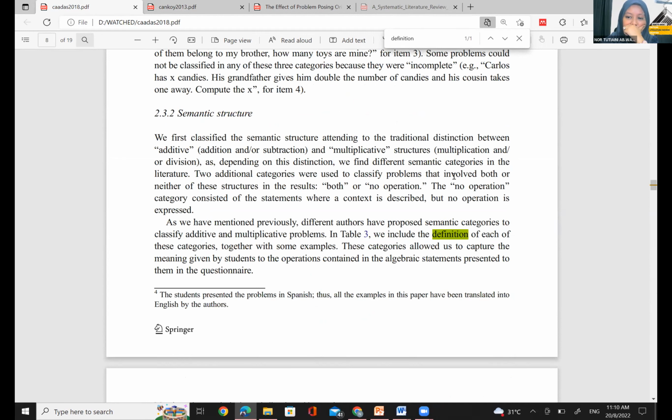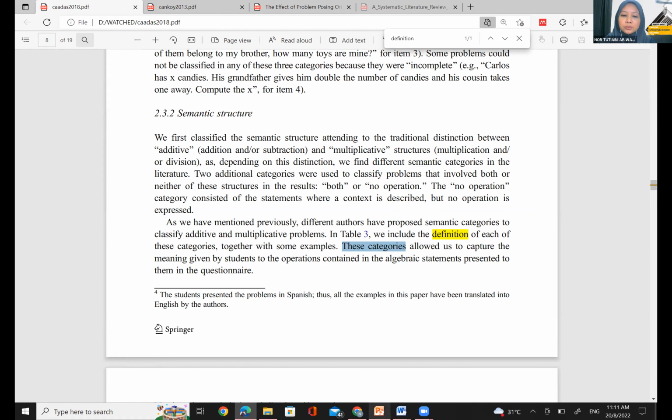Okay. So kita ada definition. So mungkin 2.3.1 kita nak cerita pasal definition of problem posing. Ataupun nampak tak ada satu themes, categories. So mungkin kita nak cerita pasal categories of problem posing. So this is actually quite helpful lah untuk kita bina kita punya sub-themes.